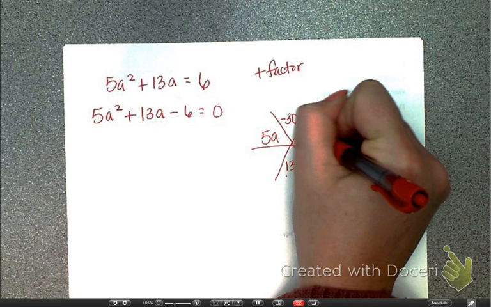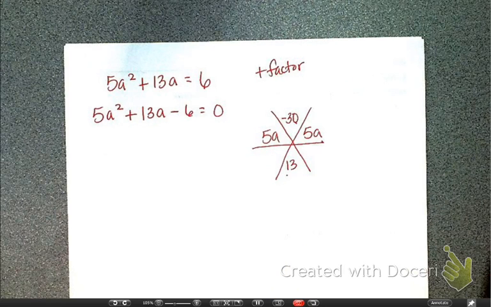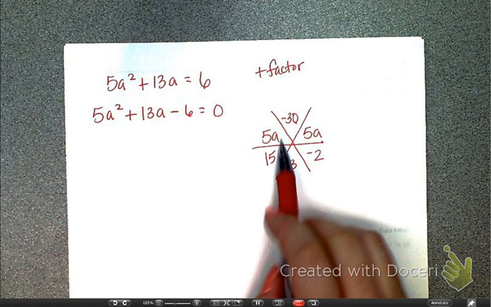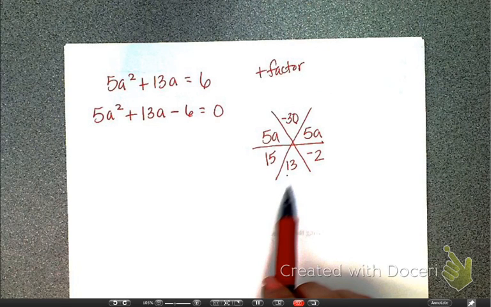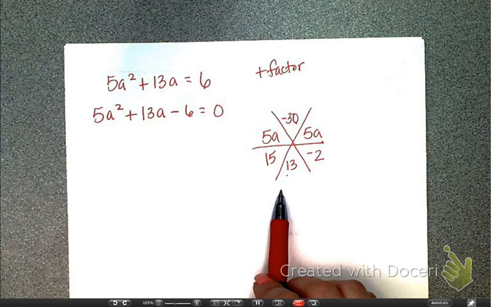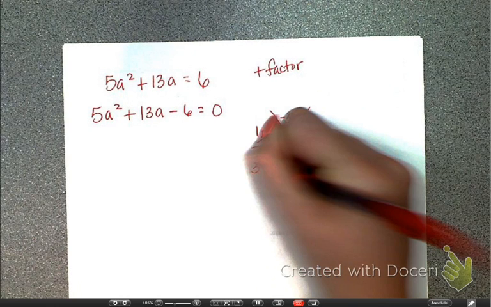Dalen is ready for that. 15 and negative 2. So 15 times negative 2 is negative 30. 15 minus 2 is positive 13. What do I do from there? So you're going to reduce. Yeah, that one I can't.